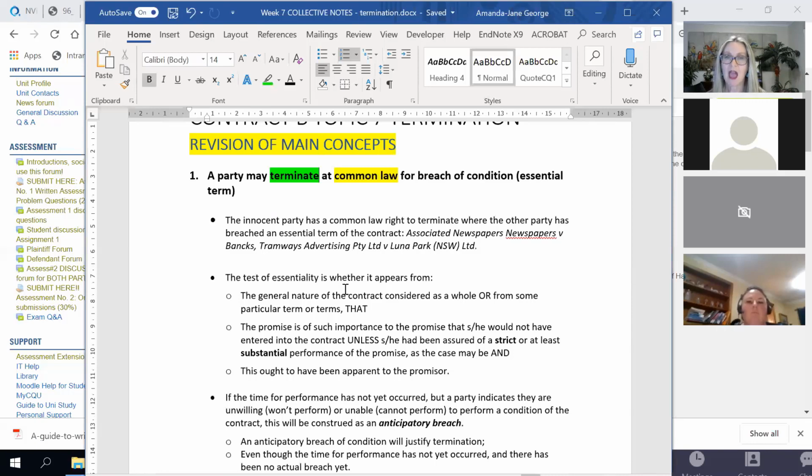Terminating and repudiating and rescission, and particularly termination and rescission, are often used interchangeably. I'll go on to discuss repudiation in just a moment because it's something quite different. We need to understand the difference between that as well. But termination chops a contract off dead at the moment you terminate.